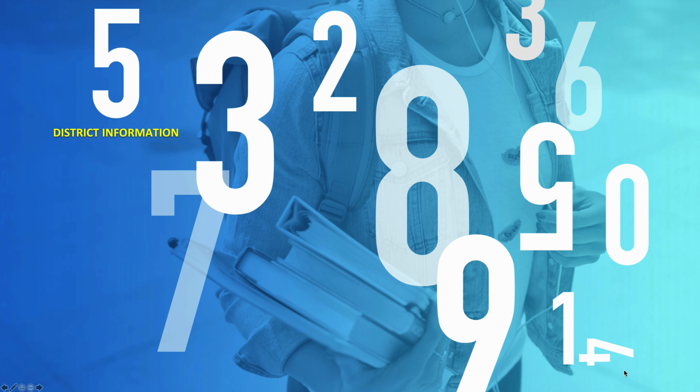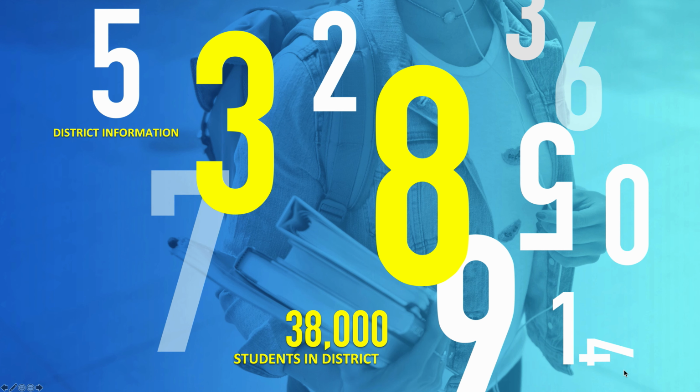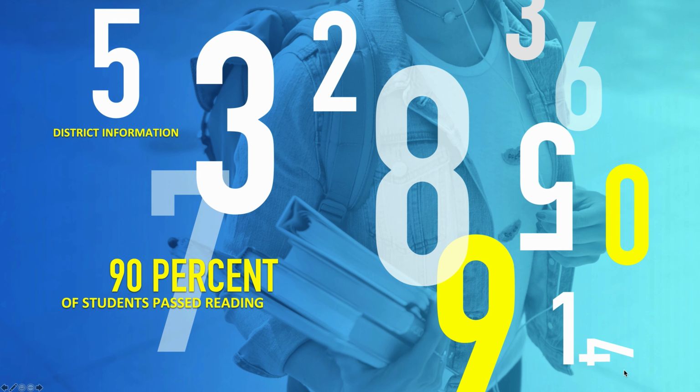We have a series of numbers that will color in and highlight the information, which is 38,000 students in the district. And then we'll transition and the numbers will change into 90%. So that's the look and feel, and let's get on to the tutorial.